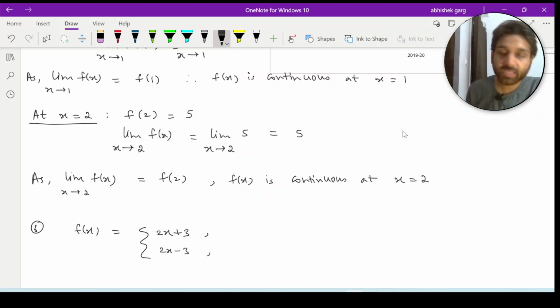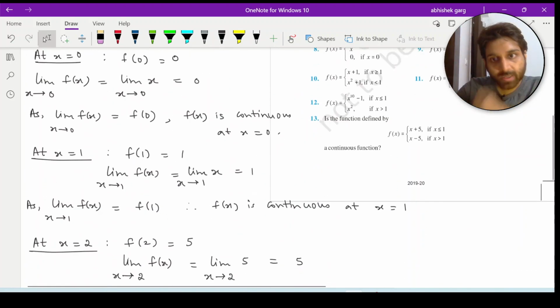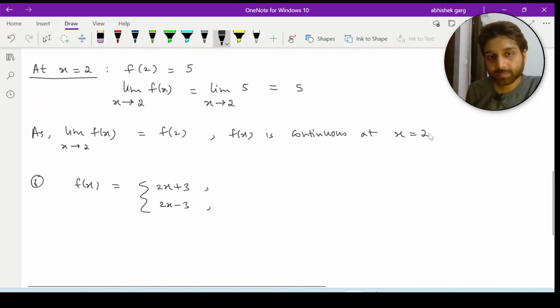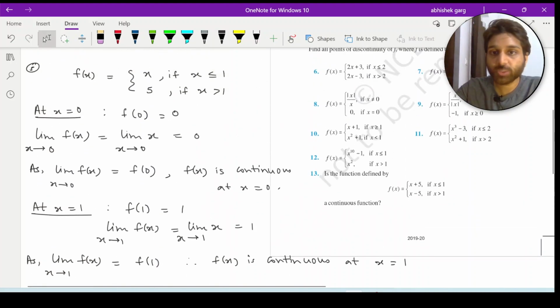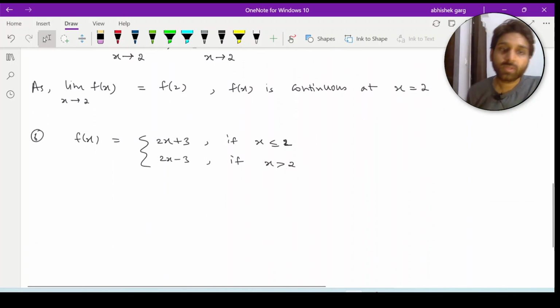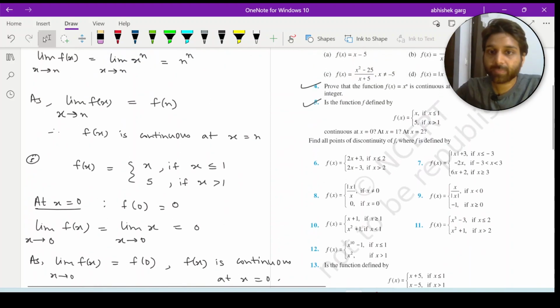The function is 2x plus 3 when x is less than or equal to 2. If x is less than or equal to 2, the function's value is 2x plus 3. And if the value of x is greater than 2, in that scenario, the function is 2x minus 3. Now, the question is asking us to find all points of discontinuity.